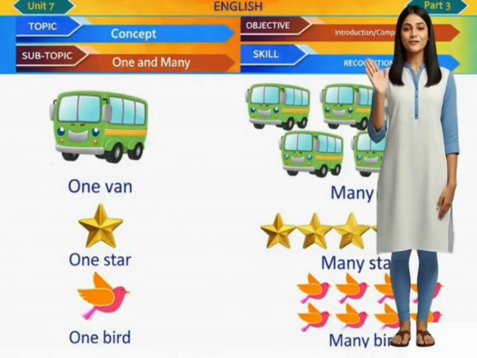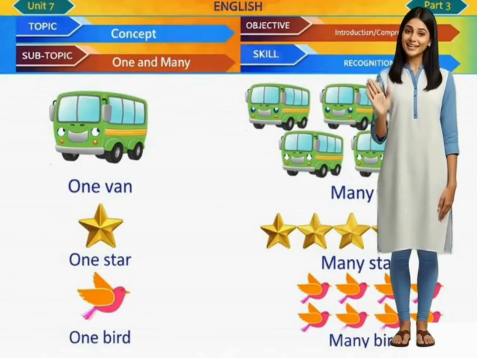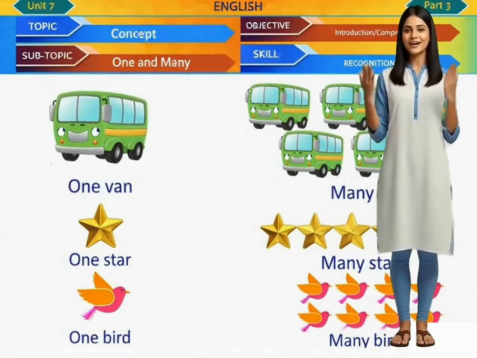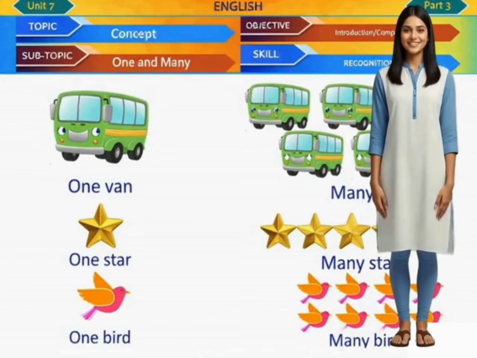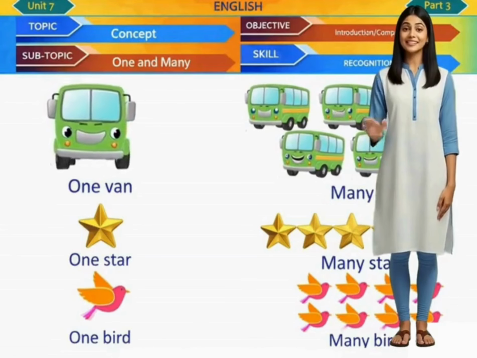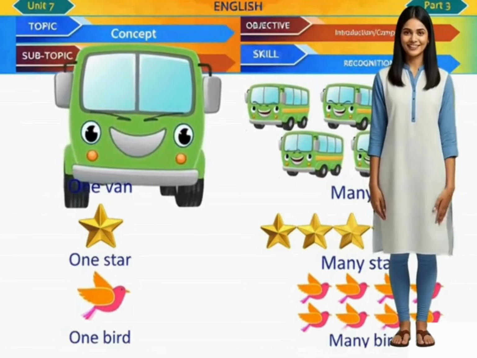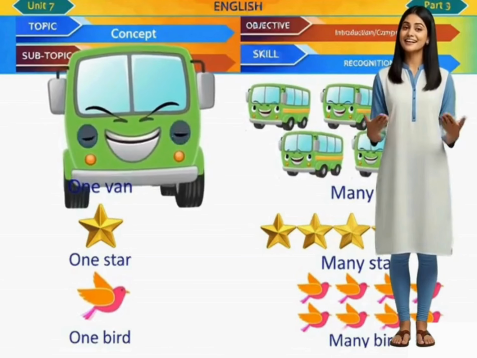Hello, children. Welcome back to our new session. Today we are going to learn a very simple and interesting concept called one and many. Children, when we talk about one, it means a single object. For example, one van means only one van. If there are more than one, that means many.